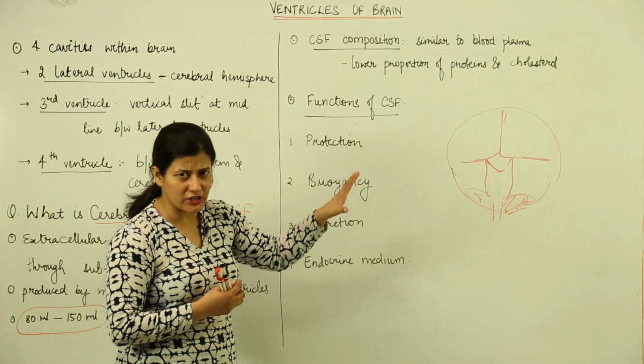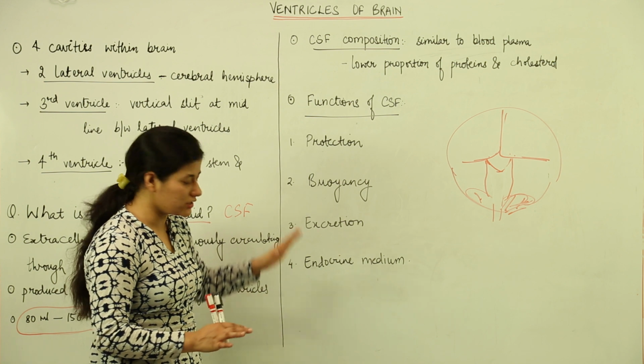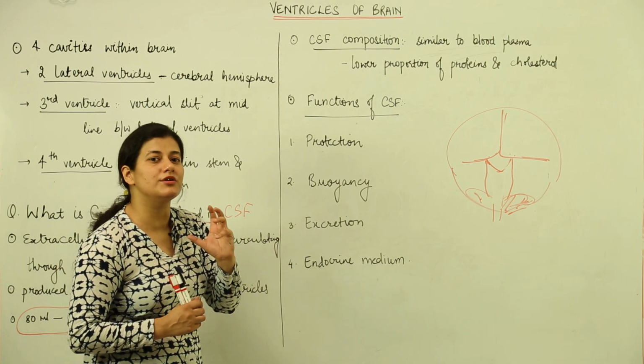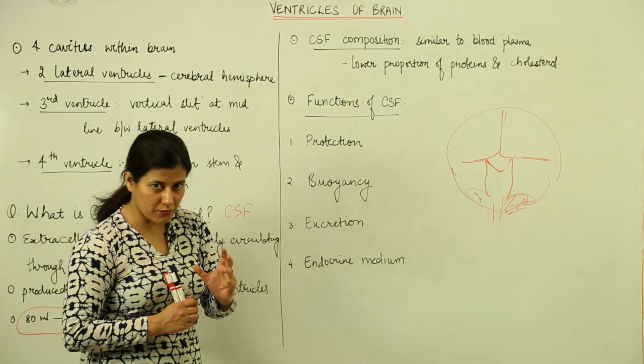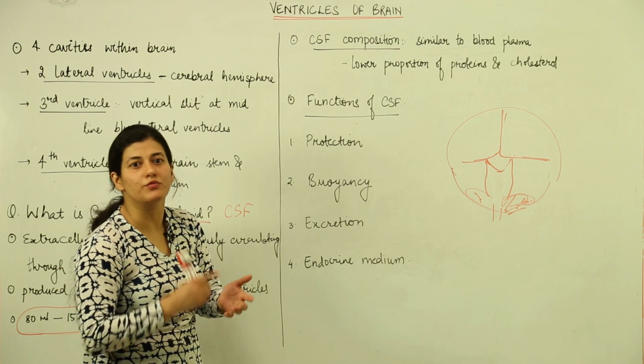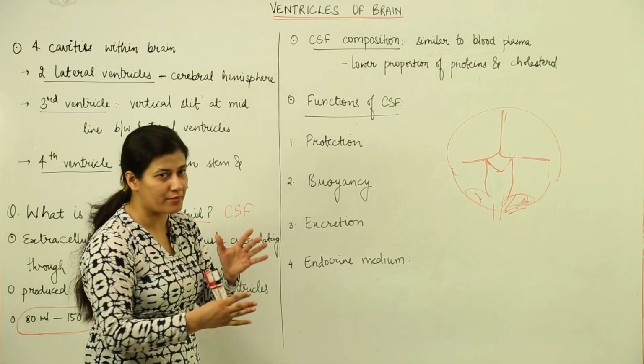So, this much is enough for understanding the ventricles. What is important is you need to remember the components of cerebrospinal fluid, where it is located, how it is secreted. That part is to be remembered and crammed.